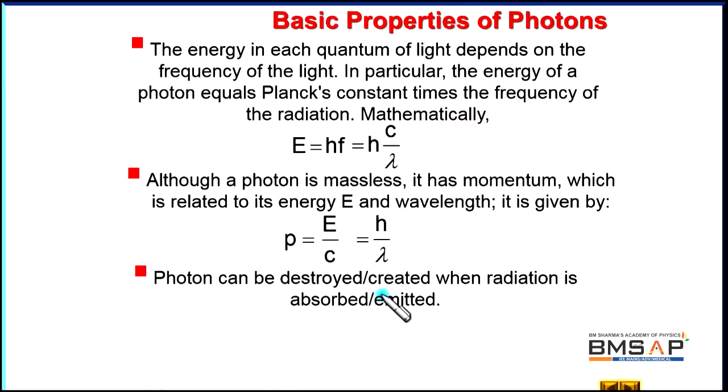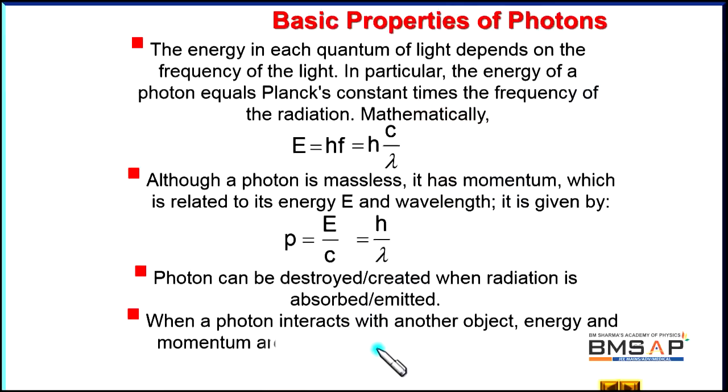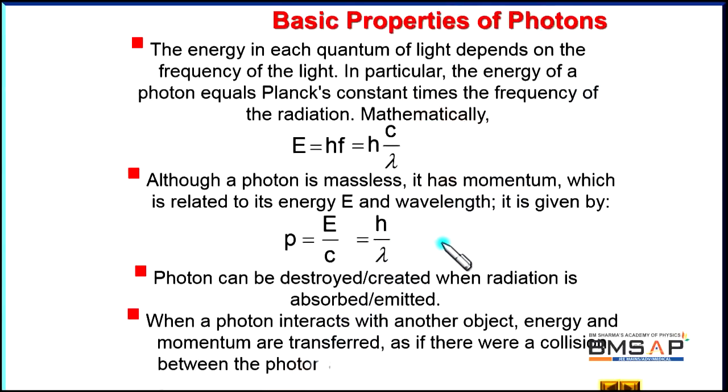Okay. When a photon interacts with another object, the energy and momentum are transferred in such a way that it is equivalent to the interaction of two classical particles. That means the interaction of the photon with any other matter can be treated classically. So, while treating the momentum equation or energy equation, we will treat the energy equation in the classical case or the momentum equation in the classical case. Okay. So, these are very important properties of the photons.